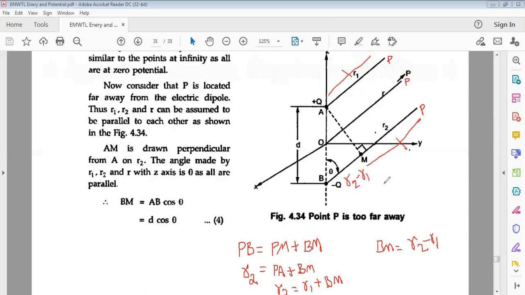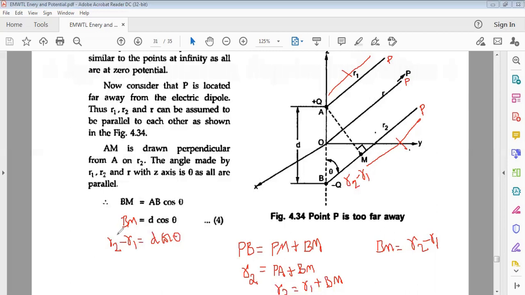R2 minus R1. BM is equal to... So what is BM we got from the right angle triangle? BM is equal to d cos theta. So what is BM now? R2 minus R1. R2 minus R1 is equal to d cos theta.